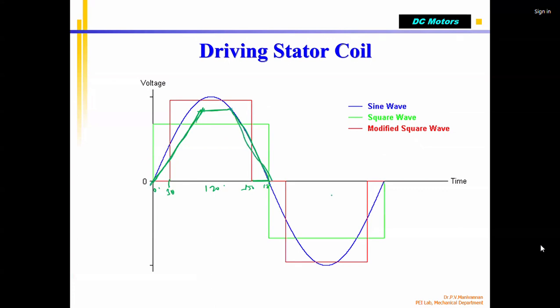Correct? Same thing we are doing with the negative half cycle also. You can see that. So this is how it works. So the negative half cycle also you can see that. So being a permanent magnet BLDC motor.